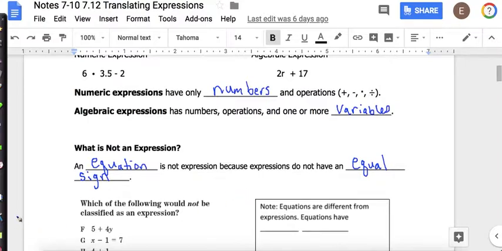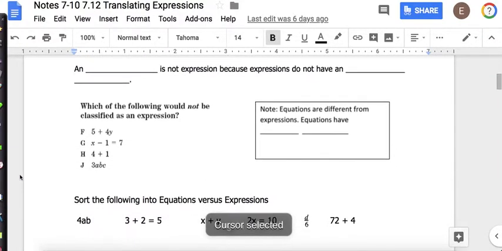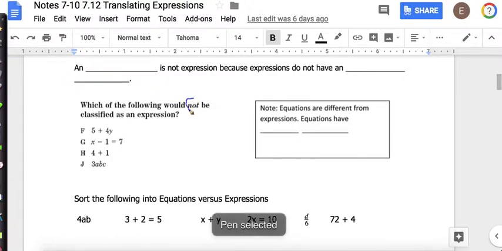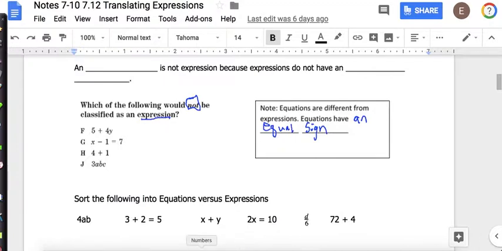It says, which of the following would not be classified as an expression? So I'm going to box in the word not and underline expression here. And then I'm going to look at this note. Equations are different from expressions. Equations have an equal sign. So if I look at this, which one is not an expression? I notice that they all have numbers and variables, and they're either adding or multiplying together. But if you look at G, you see an equal sign. So that's an equation, which makes that not an expression.